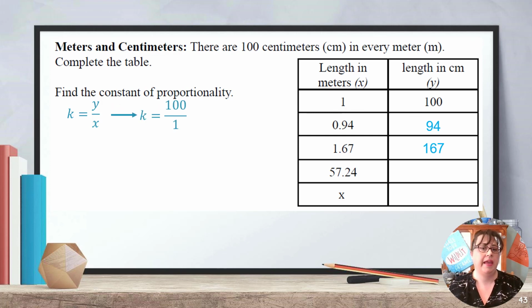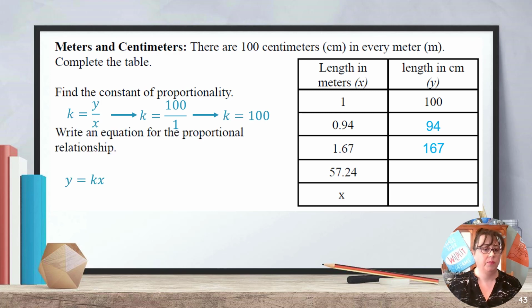So now we know that k is 100 over 1, or let's go ahead and just simplify that to k is equal to 100. And now we can use that to help us write the equation for that proportional relationship. And having an equation then means we can use substitution to help us solve it. So now that we have an equation started, we can use substitution. So we know k is equal to 100, so we'll put that in place of k. So now we have this general form of an equation.